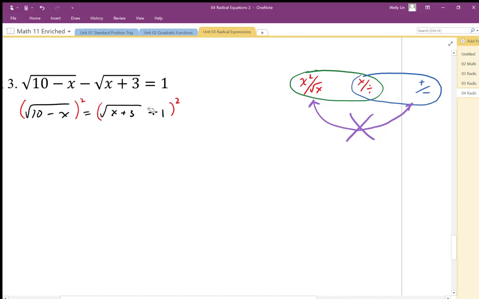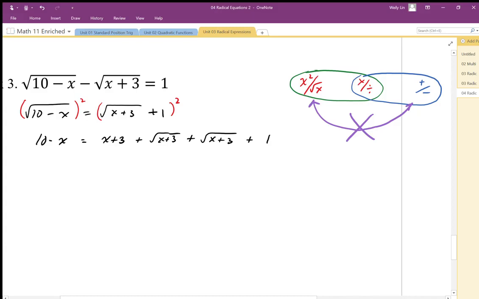So when I square this, I'm going to square the left-hand side first. That will just undo the square root. On the right-hand side, we have to do the FOIL. This is a binomial that we have to square. So we're going to end up with the square root of x plus 3, squared, plus 1 times the square root of x plus 3, and then x plus 3 times 1, and then 1 times 1. So first, outside, inside, last.